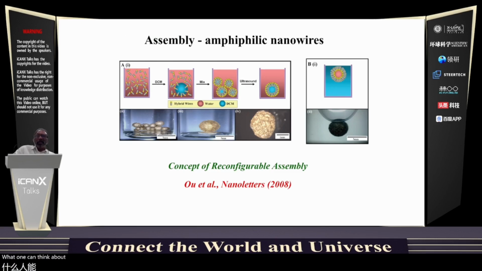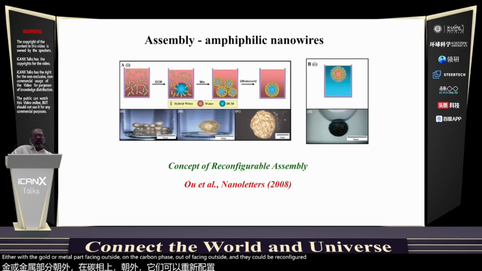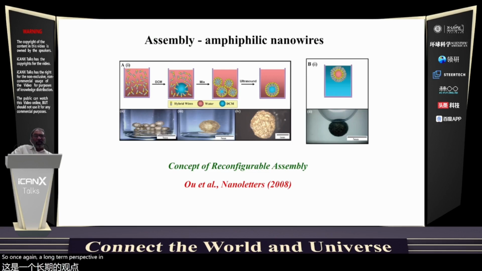One can think about materials that could be quite fascinating. So here is a structure that is made of metal and carbon in the nanowire format. And what you're seeing is some kind of an assembly, depending on how these structures are created and assembled. So depending on what medium you put these in, they could assemble either with the gold or metal part facing outside or the carbon facing outside, and they could be reconfigured. So once again, a long-term perspective in nanomaterial assembly is that how do you create the right kind of building blocks that allows you to assemble and deassemble and so on.